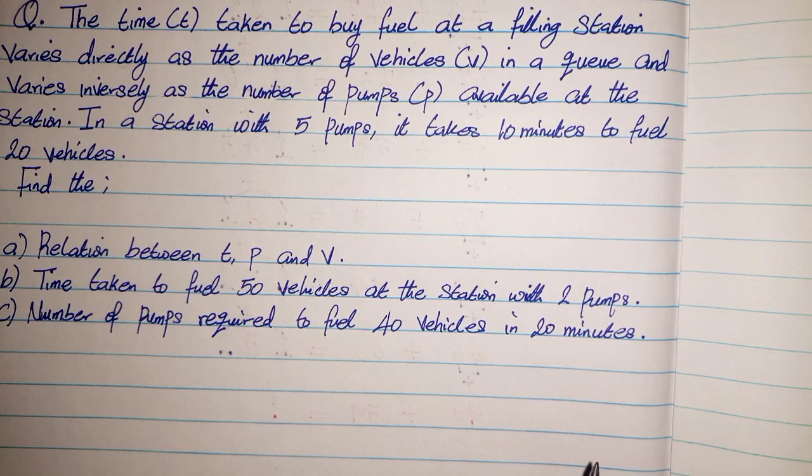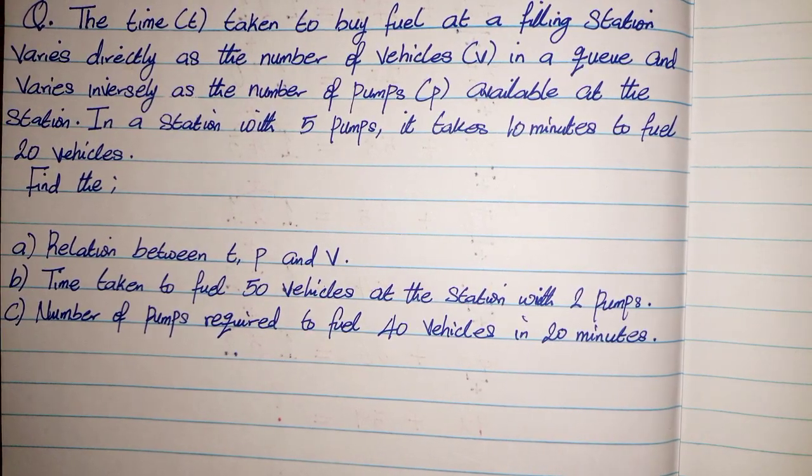Find A, the relation between T, P, and V. B, the time taken to fuel 50 vehicles at the station with 2 pumps. C, the number of pumps required to fuel 40 vehicles in 20 minutes.